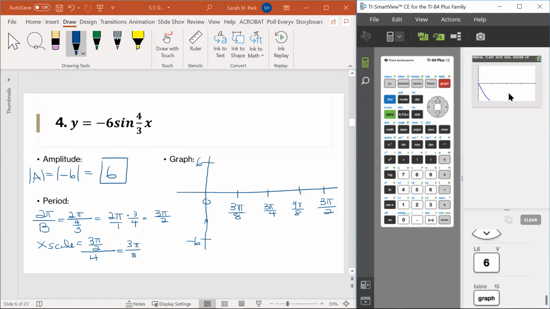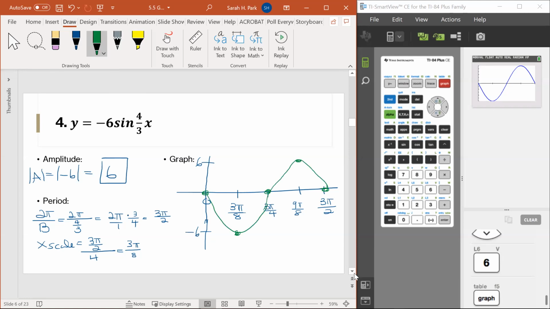So if we hit graph, notice how in the other graphs we had gone up and then down, but because of this -6, it reflects it downwards. It still starts at 0, but now it's going to go down first. So here we have 3 pi over 8, 3 pi over 4, 9 pi over 8, then back to 0. So here the sine curve is flipped over because of that negative value.